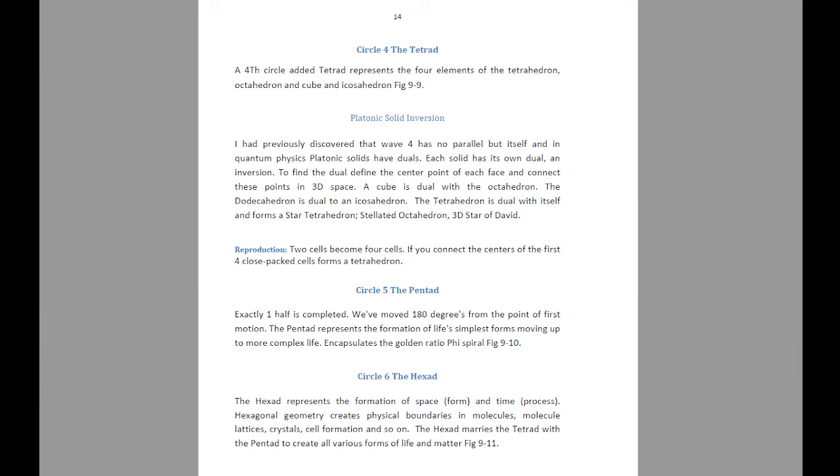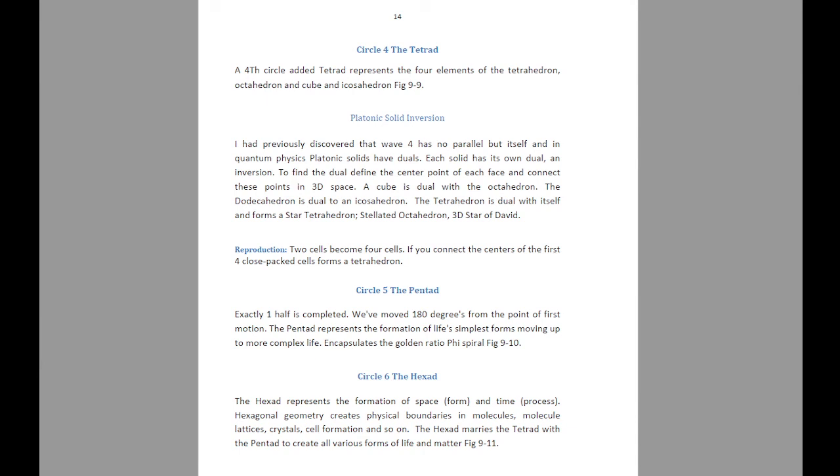Circle 5, the pentad. Exactly 1/2 is completed. We've moved 180 degrees from the point of first motion. The pentad represents the formation of life's simplest forms moving up to more complex life. It encapsulates the golden ratio phi spiral. Figure 9-10.